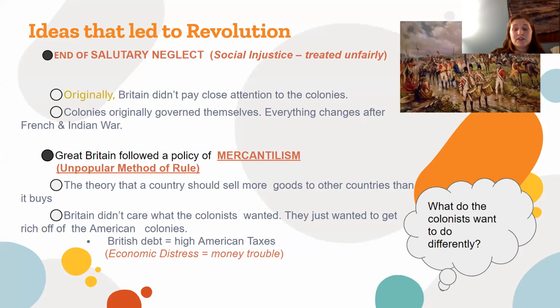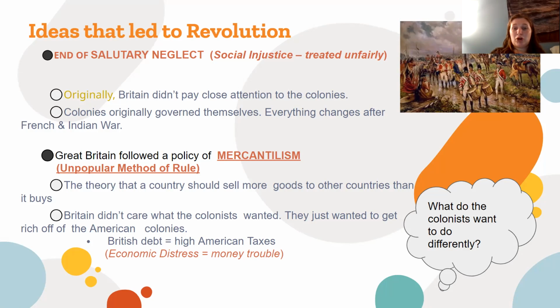So two big vocabulary words that lead to this revolution are, first, the end of salutary neglect. Now, I used this word several times today. Salutary neglect was when originally the British were not paying much attention to the colonies. The colonies were originally governing themselves until everything changed after the French and Indian War, because at that point, Britain needed the colonists to pay more taxes in order to pay off the debt of the French and Indian War, and the colonists were not having it.